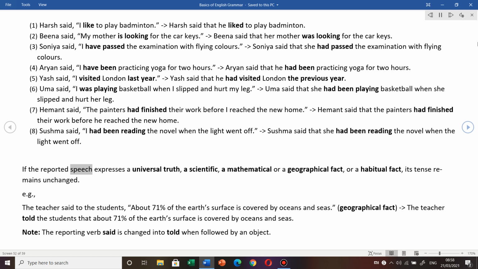If the reported speech expresses a universal truth, a scientific, a mathematical or a geographical fact, or a habitual fact, its tense remains unchanged. E.g., the teacher said to the students, "About 71% of the Earth's surface is covered by oceans and seas." Geographical fact. The teacher told the students that about 71% of the Earth's surface is covered by oceans and seas. Note, the reporting verb said is changed into told when followed by an object.